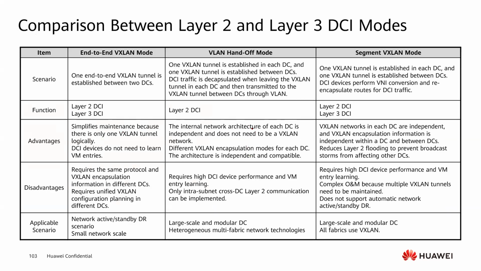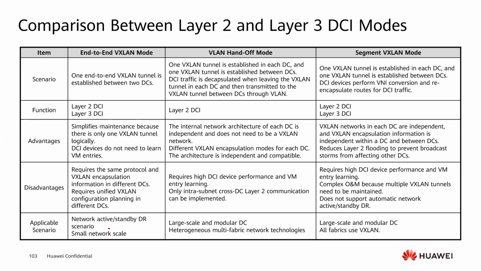And now let's look at what is different. All right, we can do the comparison between Level 2 and Level 3 design modes. For example, you will find that for the end-to-end VXLAN mode, they need to be in the same VXLAN domain, and we need to use the same VNI plan. All right, so it means we can't address too large a scale.